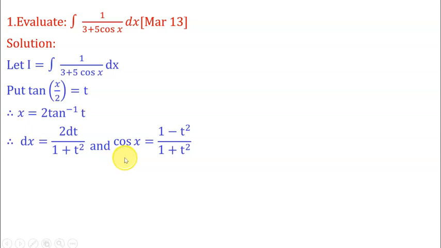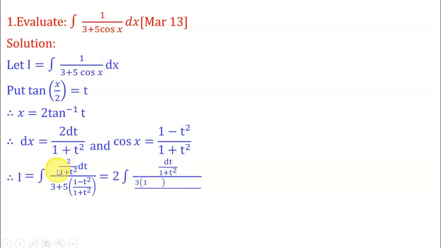And what is the value of cos of x? The value of cos of x is 1 minus t square upon 1 plus t square, and the value of sin of x is also there, but here we require only the value of cos of x. Substitute the value of dx, that is 2 dt upon 1 plus t square, and in the denominator 3 plus 5 times the formula for cos of x in terms of t, 1 minus t square upon 1 plus t square.